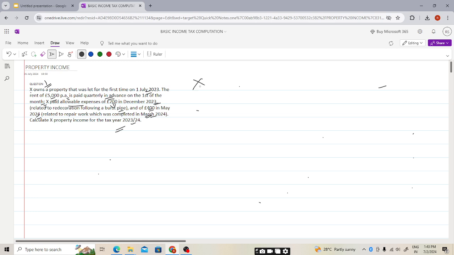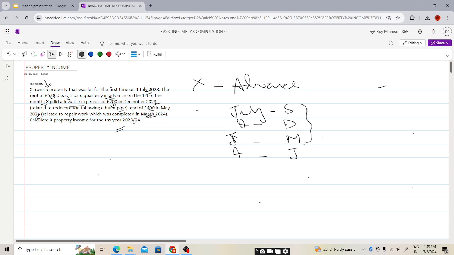So X is an individual, he is having a property income which he is paying in advance each quarter. So what are the quarters? From July to September, October to December, January to March, April to June. But what is our tax year? Our tax year ends in April only. This will be included in our tax year from 6th April 23 to 5th April 24.